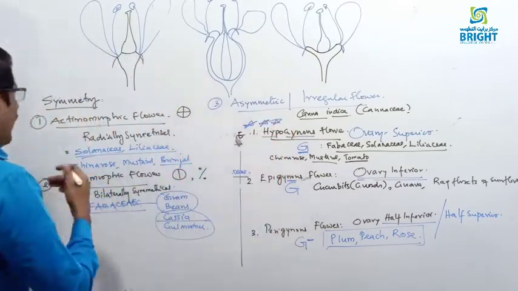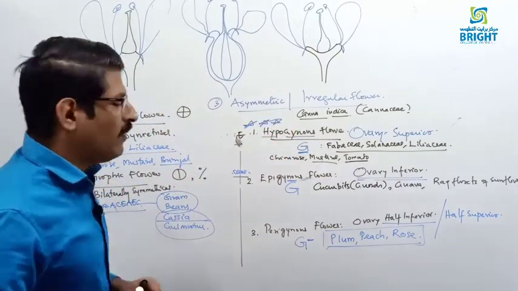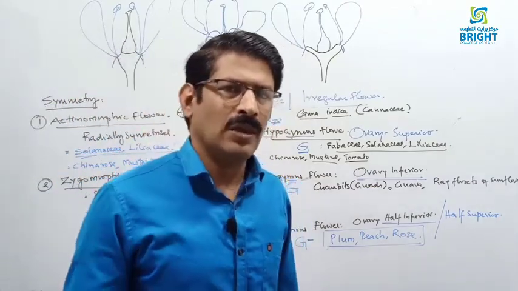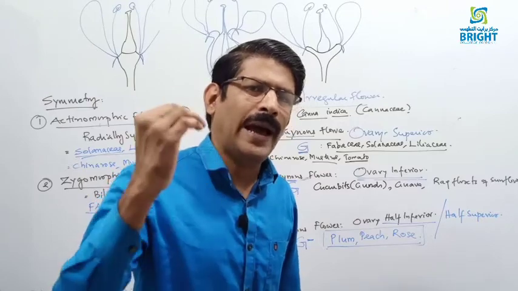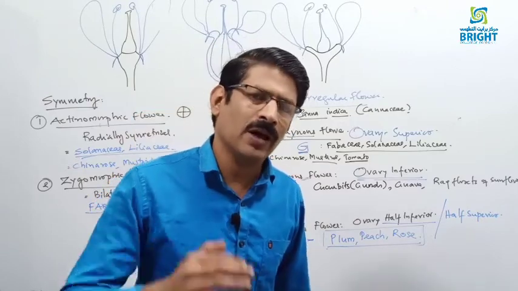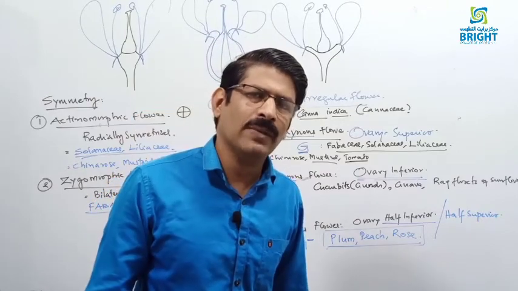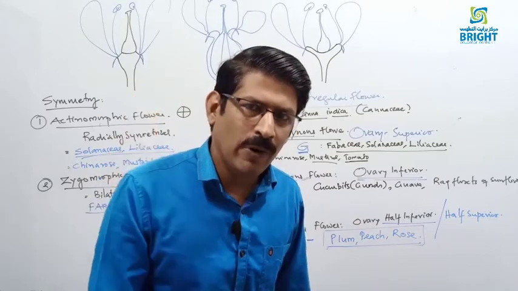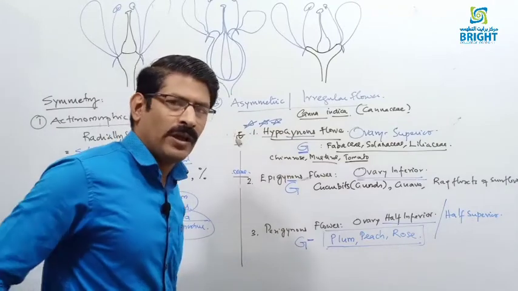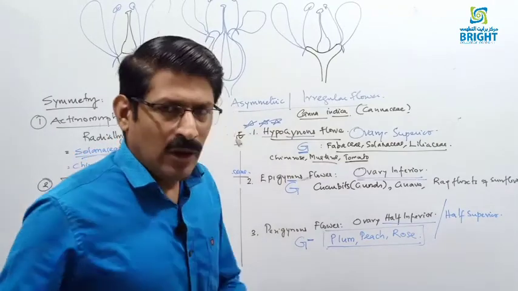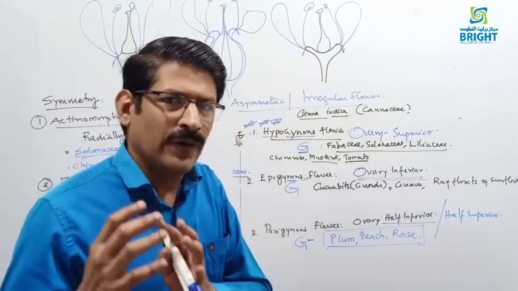And on the basis of symmetry, the flower can be divided into three different types, that is actinomorphic, zygomorphic and asymmetric. Actinomorphic flowers are radially symmetric flowers, and zygomorphic flowers are bilaterally symmetric flowers, and irregular flowers are called asymmetric flowers. So this is the basis of the first part of the flower.